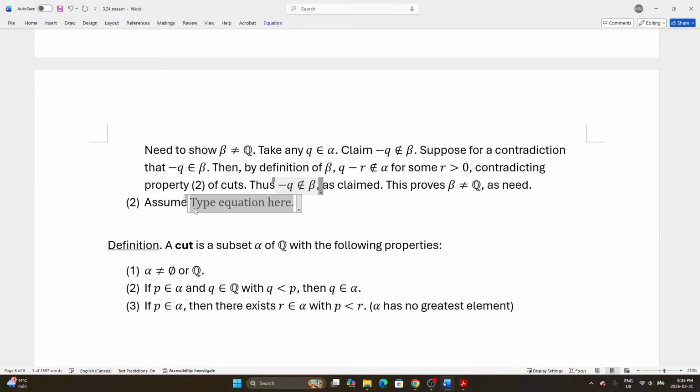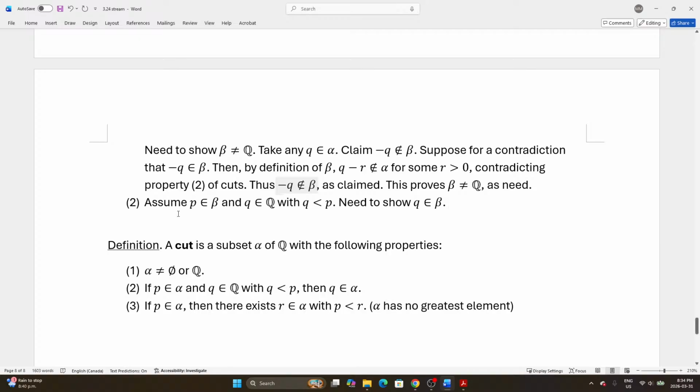Assume p is in beta, and q is in big Q. So I'm literally just copying the if part of property 2, with q less than p. Need to show q is in beta. All right, how do we do that?